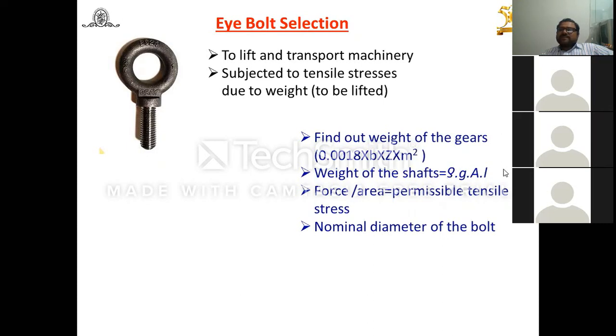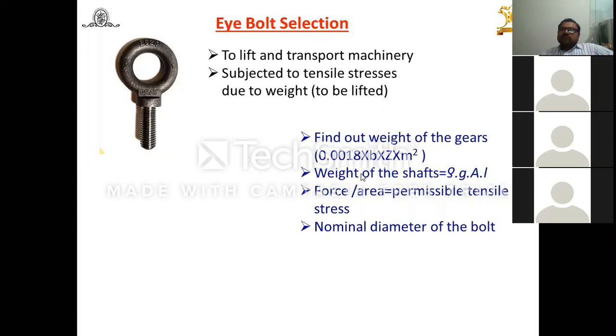Mass upon volume is equal to density. So you can find rho into g into A into L, where volume is area times length. The area means pi by 4 into d square. L means length of the shaft. g means acceleration due to gravity. Rho means weight density of the material, the material which is used for the shaft. Accordingly, you can find out all the weights: input shaft weight, intermediate shaft weight, output shaft weight.